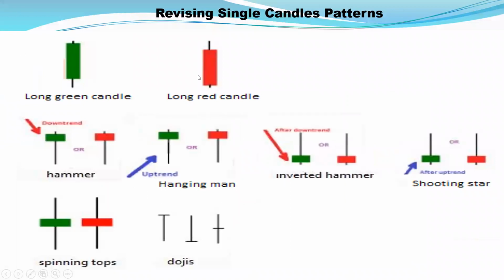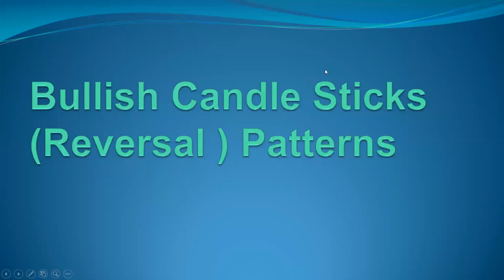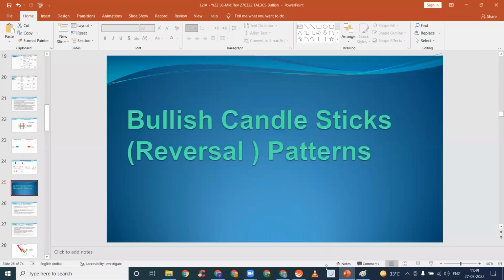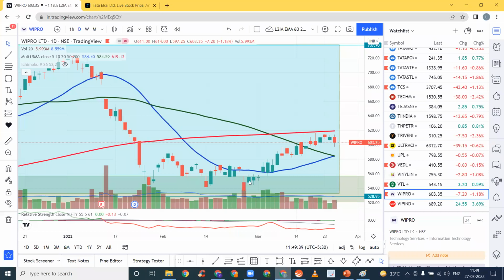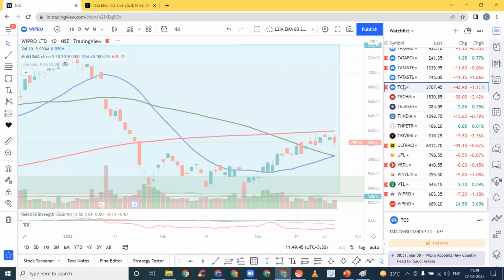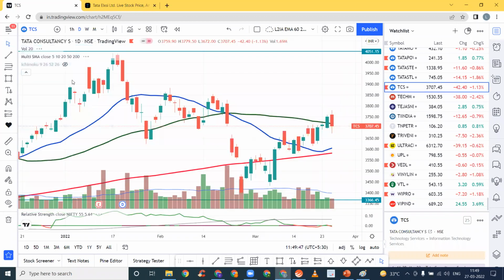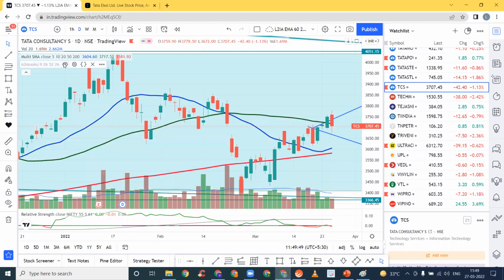So this is what we saw just now. Let us see some other bullish patterns. So let us see some of these patterns on the chart first. Okay, let us see Nifty. Okay, TCS देखते हैं, यहाँ TCS है. I'll remove my all other.